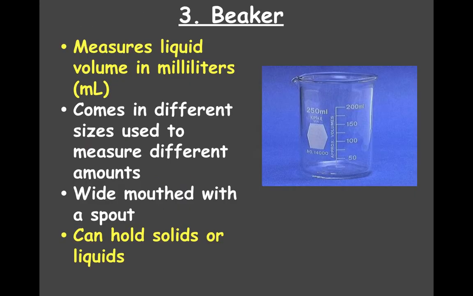The third piece of equipment we're going to talk about today is a beaker. Beakers measure liquid volume in milliliters. They come in different sizes to use, and it's used to measure different amounts. It has a very wide mouth at the top, and you can use it to hold solids or liquids. These come very, very large, 1,000 milliliters, 2,000 milliliters, and come as small as 10 milliliters or itty-bitty tiny ones.